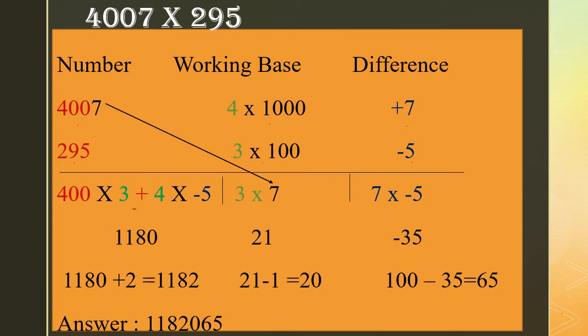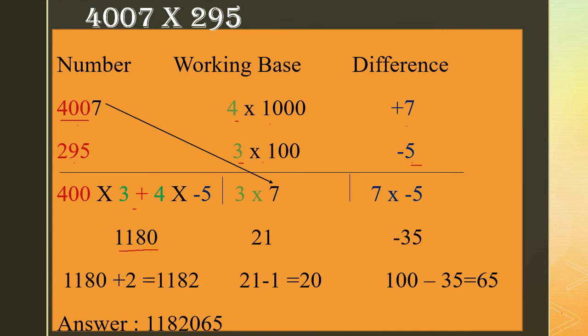In the first part, we have to take the digits from the bigger number. And how many digits? Because the smaller number has 3 digits, we'll be taking 3 digits here, that is 400. Now this 400 will be multiplied by the factor 3, which was for the smaller number, and then we have to multiply the factor of the bigger number with the difference of the smaller number, that is 4 times minus 5. Okay, so by calculating we'll be getting 1180 in this part.